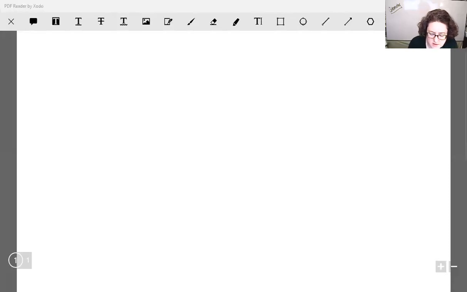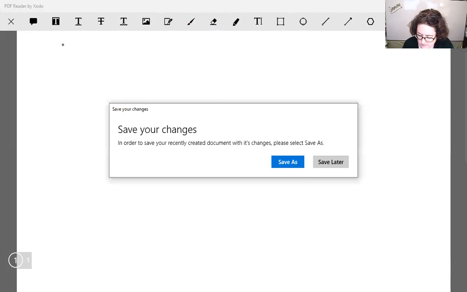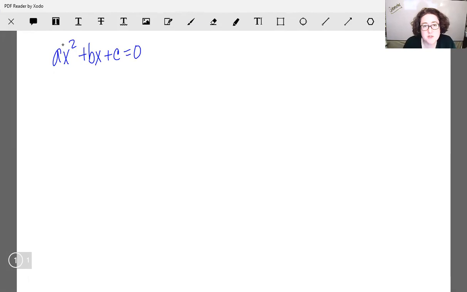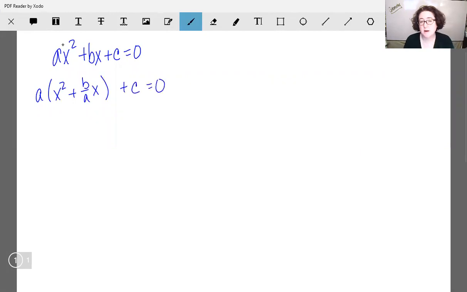So if I started with ax squared plus bx plus c, and let's set this equal to 0 as we usually do for completing the square. What we usually do for completing the square is we first factor out our a value. So I factored that out of my first two expressions, which means I'm really going to have to divide it out. So this is going to be b over a times x plus c still sitting on the outside.